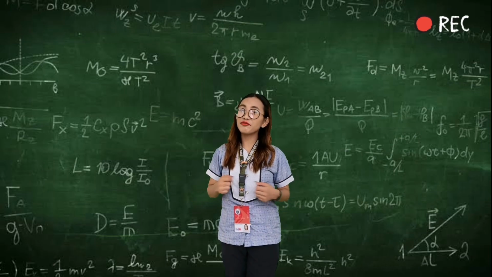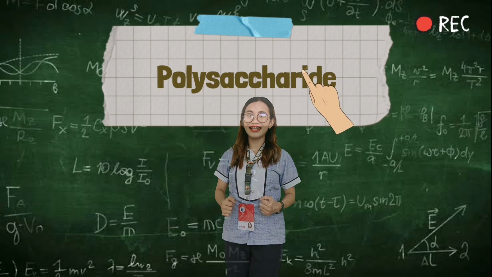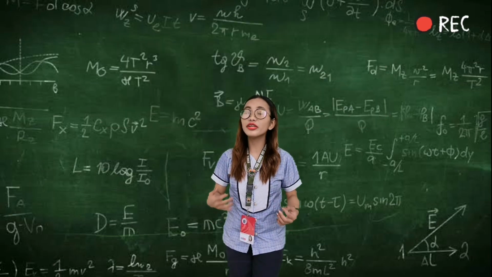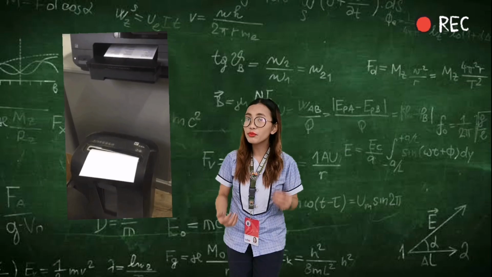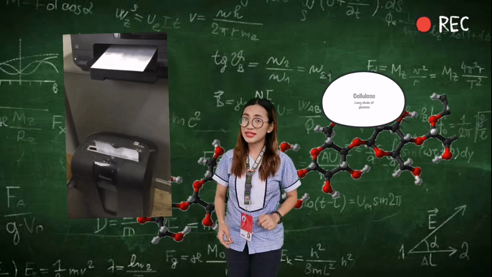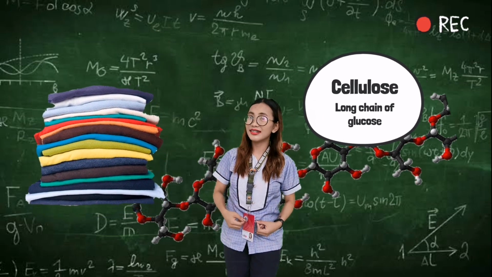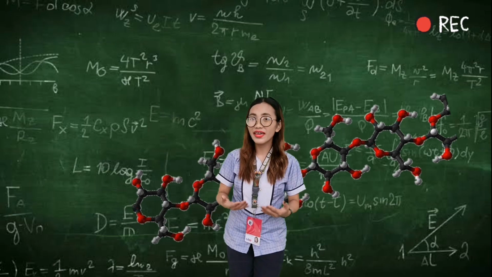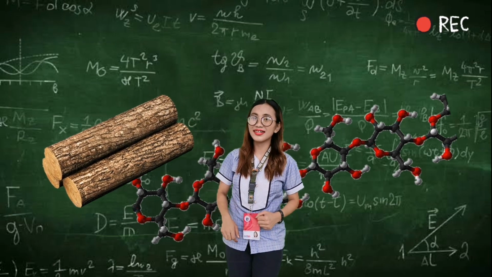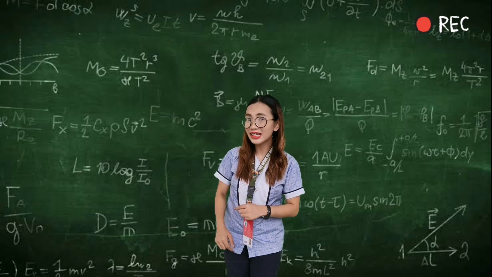Now that we are done with disaccharides, now let's go with polysaccharides. The module that you are answering every week is mainly composed of cellulose, the cotton fabric that you wear, the wood that you use in construction. These are examples for cellulose.